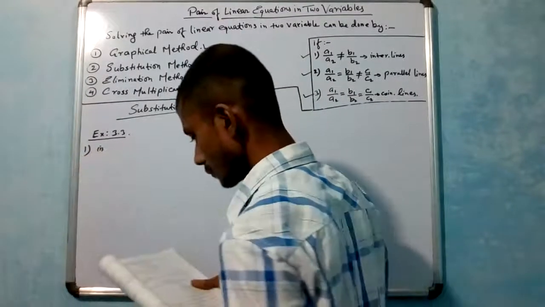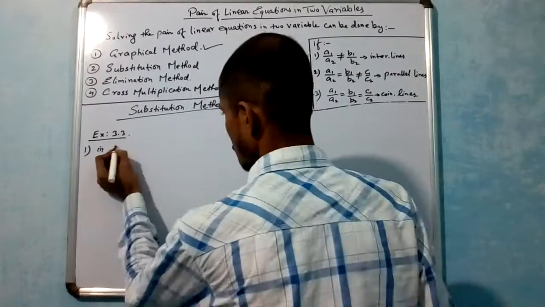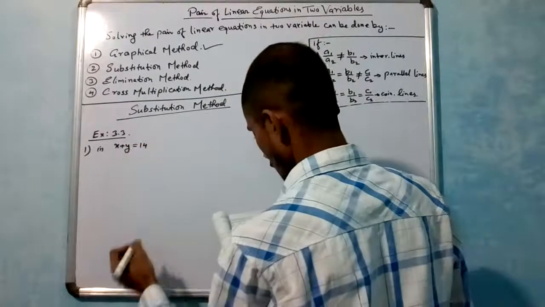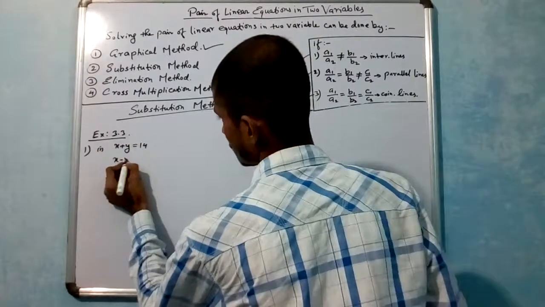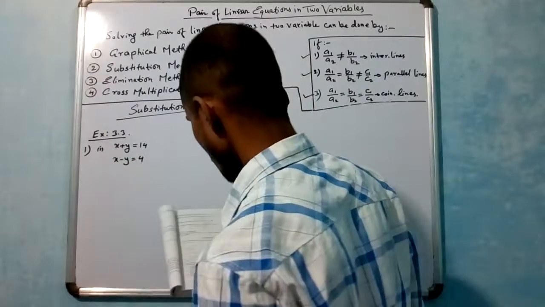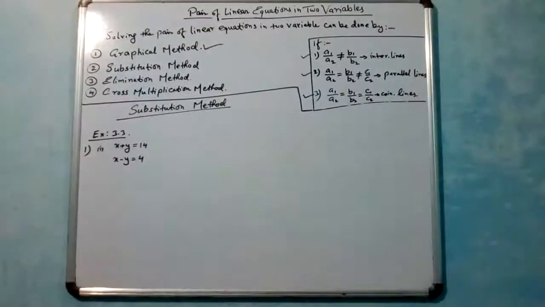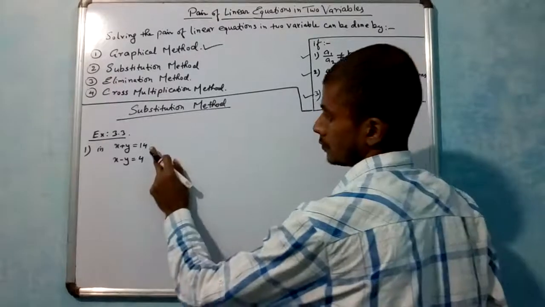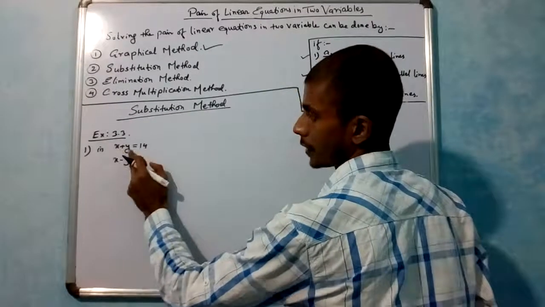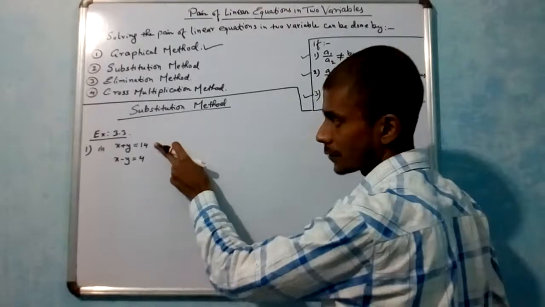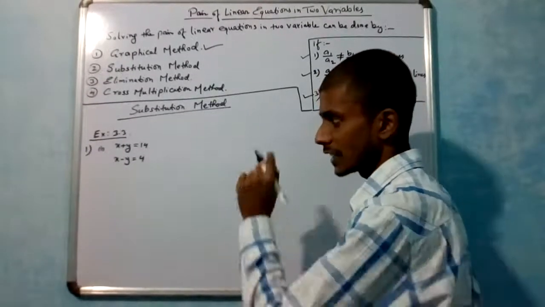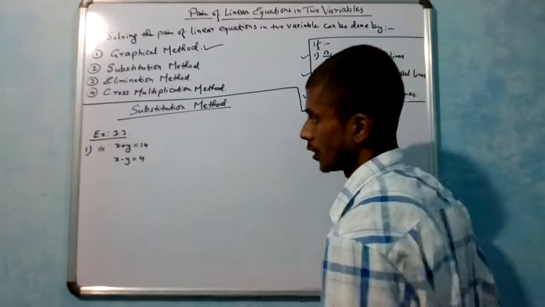See 3.3, first question. We have to solve by substitution method, and the equations are x plus y is equal to 14 and x minus y is equal to 4. Okay. So what we have to do in this? Simple. Take the value of one variable in terms of another from one equation and substitute that in the second equation. That is called as substitution method. Little we had discussed in the previous class about the substitution. Okay. So what we will do?